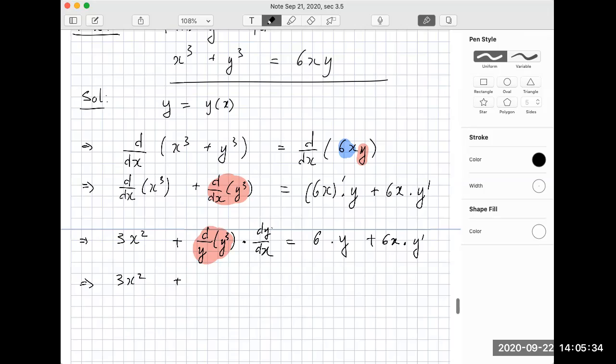And what do we have right here? Yes, 3y squared. And here dy over dx, which is y prime, right? The right-hand side, we just rewrite it. Thank you. So now what we need to find is y prime, and we see it on both sides, right? What should we do now?